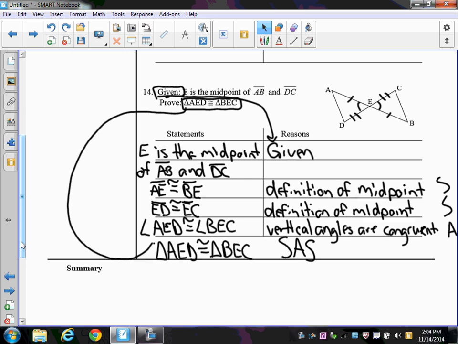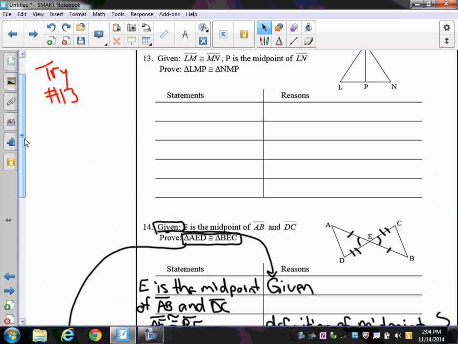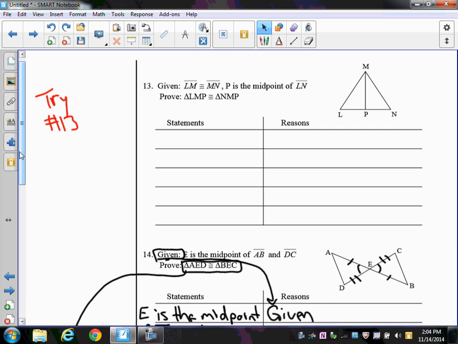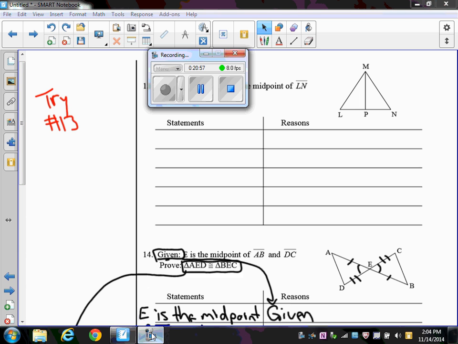I hope this was helpful. I wouldn't be surprised if you guys struggle with the proofs. Again, try number 13 to the best of your ability. When you mark the sides and the angles, it should be pretty easy. I think it's the easiest proof on there. Come to class prepared with any questions. Have a great day.